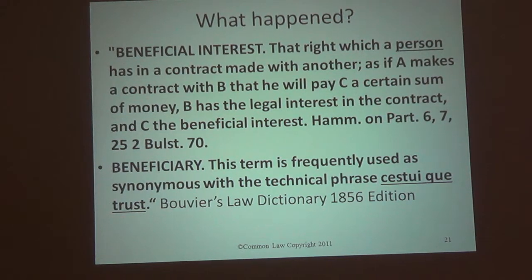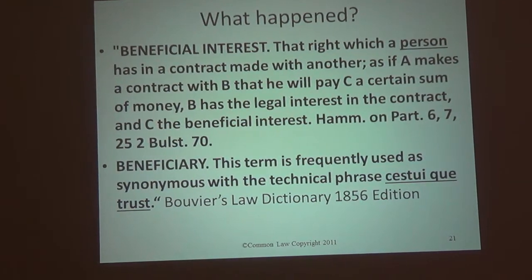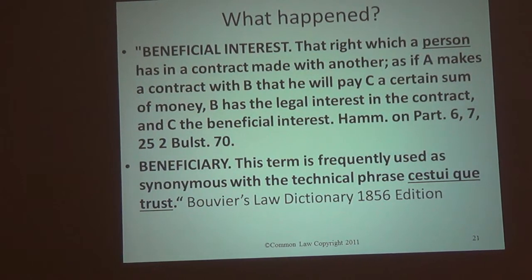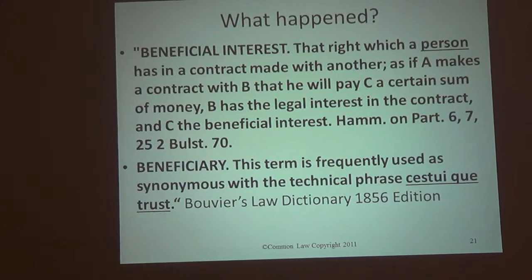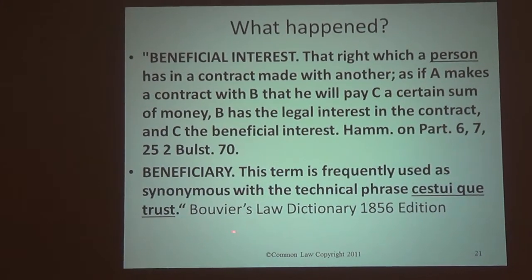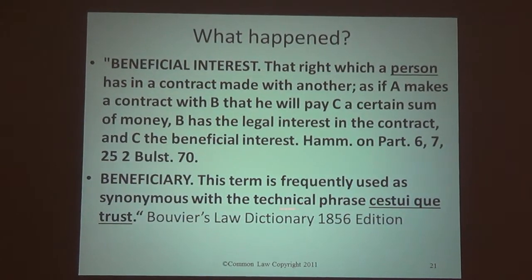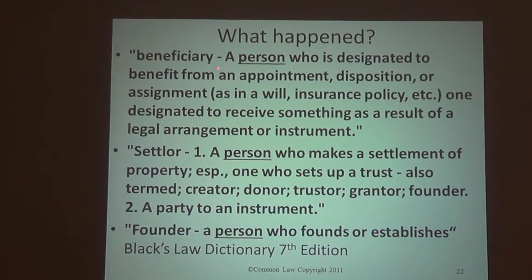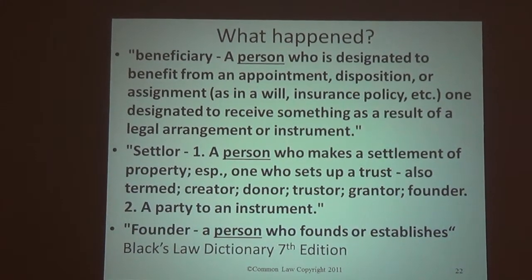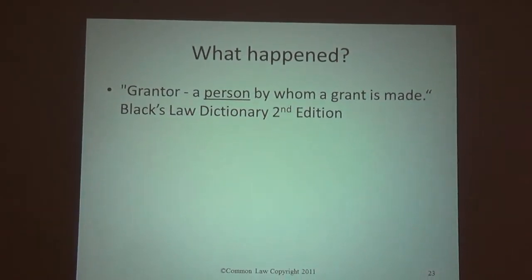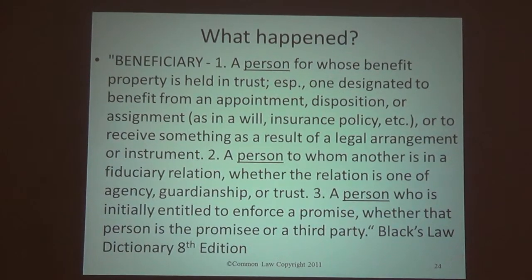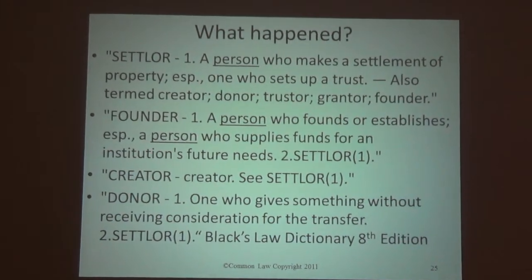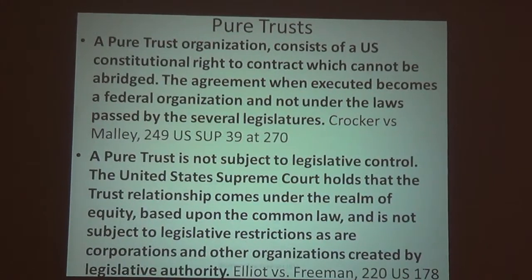If A makes a contract with B that he will pay C a certain sum of money, B has a legal interest in the contract, and C the beneficial interest. And a beneficiary is the term frequently used, synonymous with the technical phrase STK trust. And then it talks about who beneficiaries are: persons; settlers are persons, founders are persons, grantors are persons. And this is all Black's Eighth.